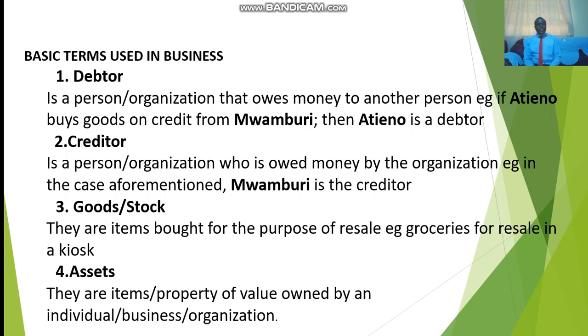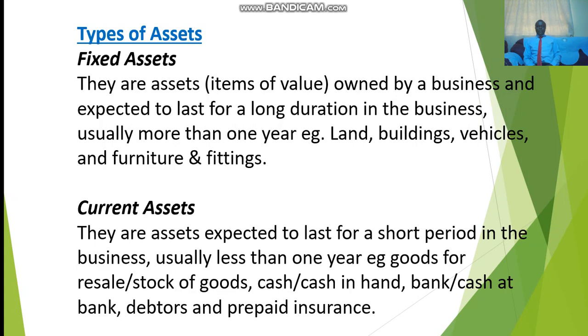Term number three, that's goods or stock. These are items bought with the aim of reselling. For instance, a kiosk owner might buy some groceries with the intention of selling the groceries. The groceries are the stock. Term number four, we have the assets. Assets are items of value owned by a business. We have two types of assets: fixed assets and current assets.